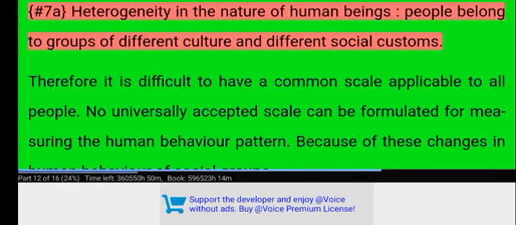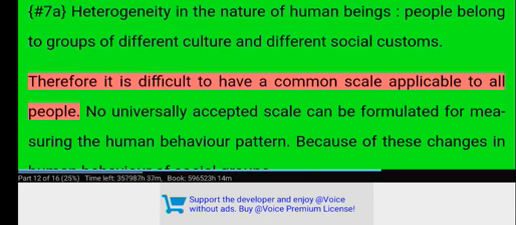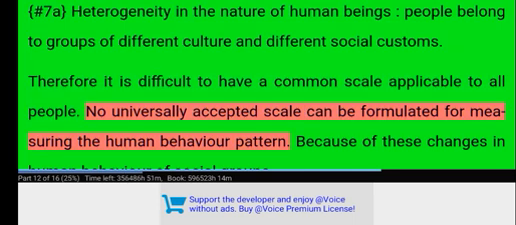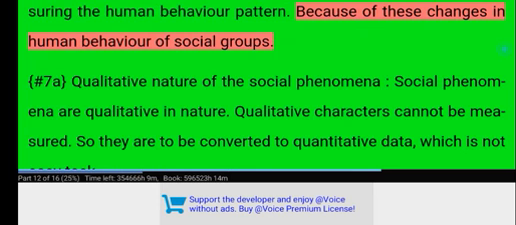Number 7a, heterogeneity in the nature of human beings. People belong to groups of different cultures and different social customs. Therefore it is difficult to have a common scale applicable to all people. No universally accepted scale can be formulated for measuring the human behavior pattern. Because of these changes in human behavior of social groups.